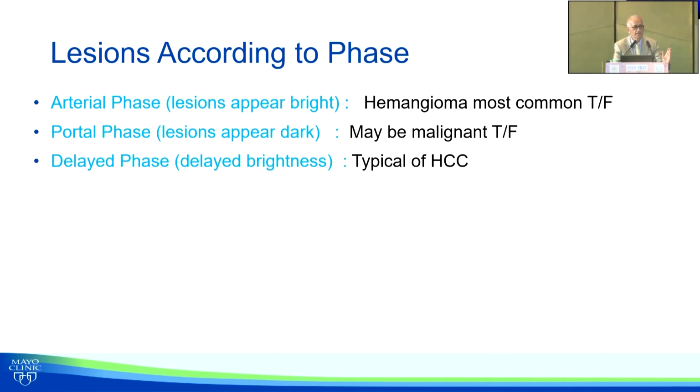True or false? In delayed phase, typically in the hemangioma, there should be centripetal filling. Do you see it bright in the arterial phase? Yeah, we see it bright in arterial phase, and that is common, so that is true. Portal phase, dark lesion, may be malignant. I'm not saying it is. May be malignant.